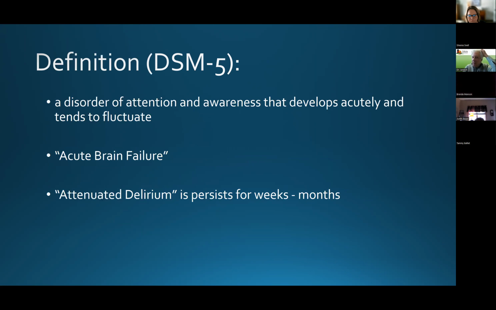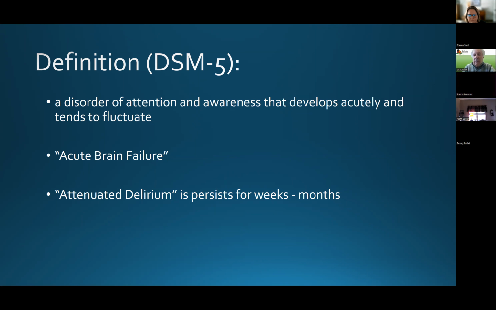So the DSM-5 is more or less the latest say on how these conditions, all mental health conditions, are classified. So delirium is considered a disorder of attention, and I want to emphasize loss of attention as part of the diagnosis. Other people will refer to it as acute brain failure. This emphasizes the fact that delirium is a somewhat sudden onset, and it tends to fluctuate.